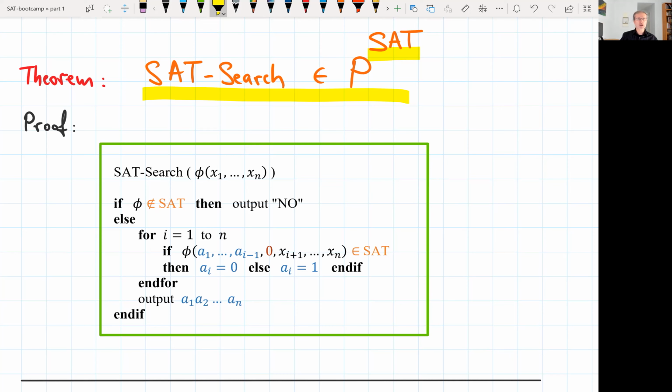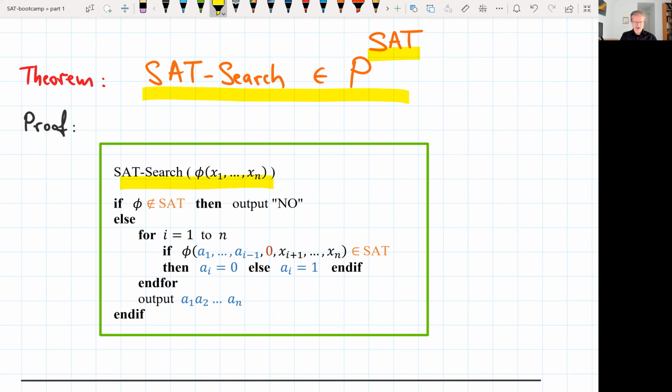You only have 2 to the n possible candidates for satisfying assignments, so log of 2 to the n is like n iterations. And indeed, this algorithm does exactly that. It runs in n iterations. So let's just look at this pseudocode for the algorithm.